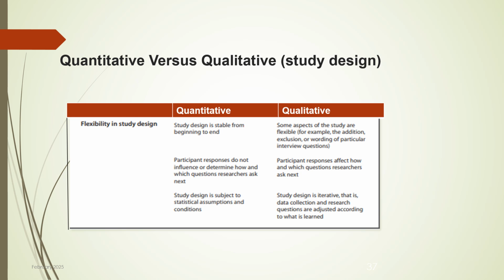So participant responses affect how and which questions researchers ask next. So the study design is iterative. If you remember, we said that one of the key features of qualitative research is iteration, which means the data collection and research questions are adjusted according to what is learned during the research process. So in this slide, you need to know an important point, which is the difference in study design between quantitative and qualitative research. While quantitative research has a stable design, qualitative research has an emergent and flexible design.